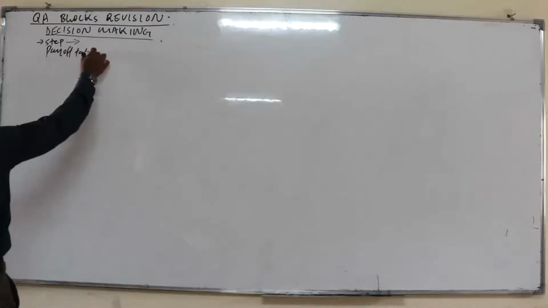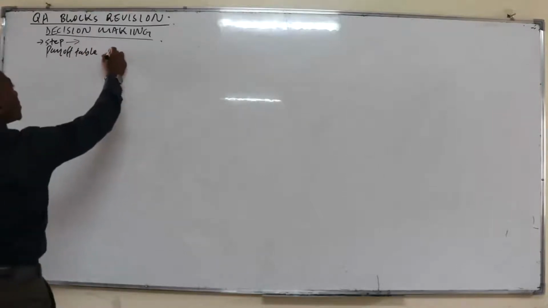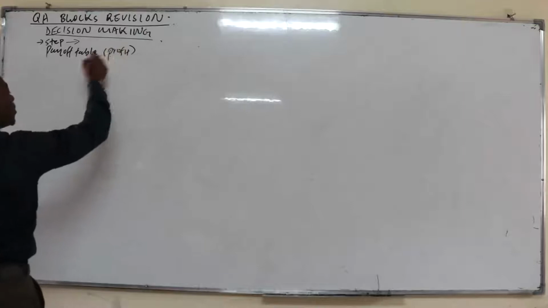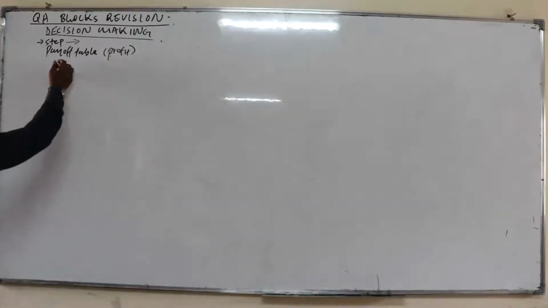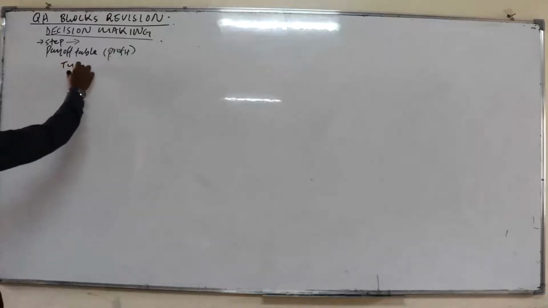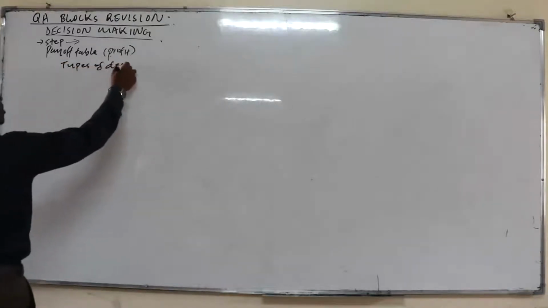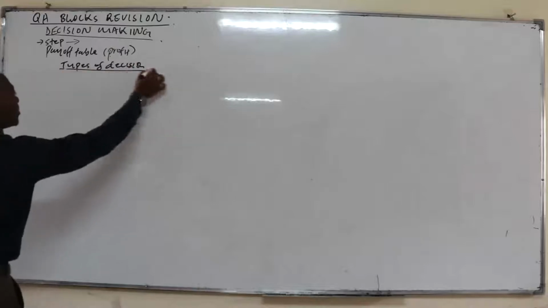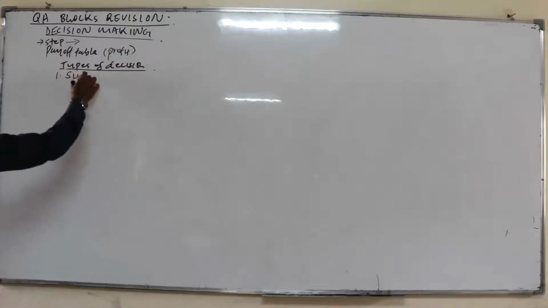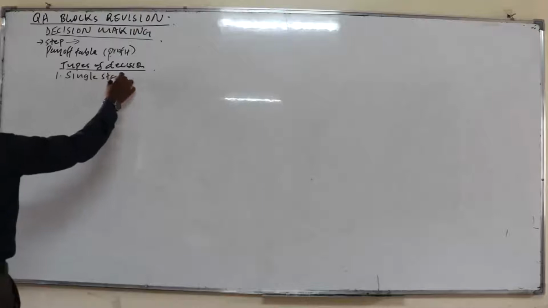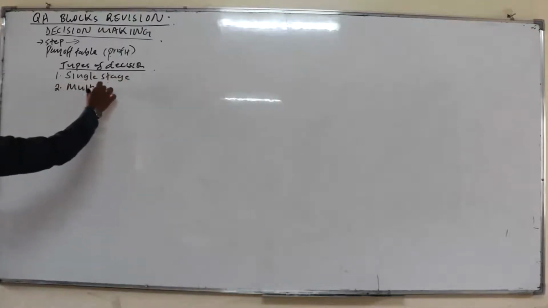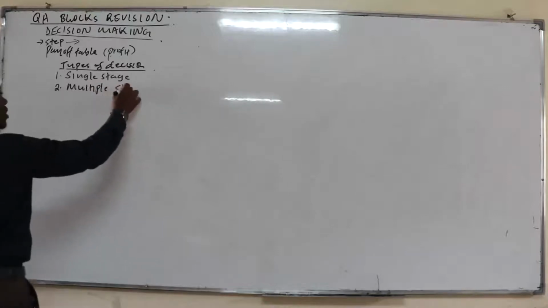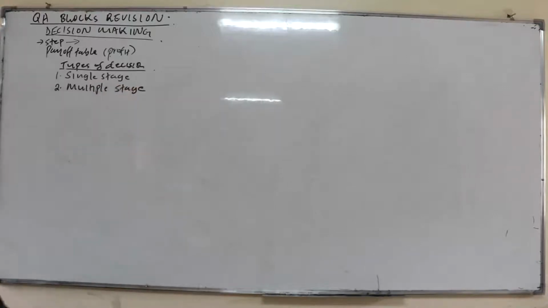Remember, I said that payoff means the profit. That's a thing you need to note: payoff means the profit. Then we said that we have two types of decision. Number one, the single stage decision. And then number two, the multiple or multi-stage decision. Those were the two types of decision.